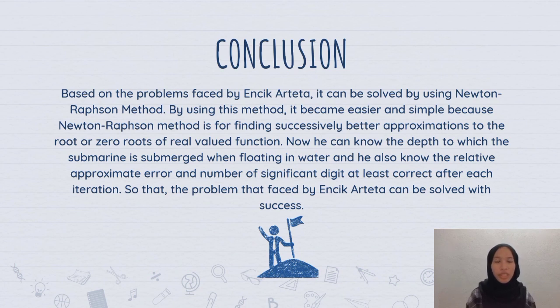So for the conclusion, the problem faced by Encik Arteta can be solved by using the Newton-Raphson method, because this method is easier and simpler for finding the root, or zero, of a real-valued function. So now he can know the depth to which the submarine is submerged when floating in the water, and he can also know the relative approximate error, so the problem faced by Encik Arteta can be solved successfully.